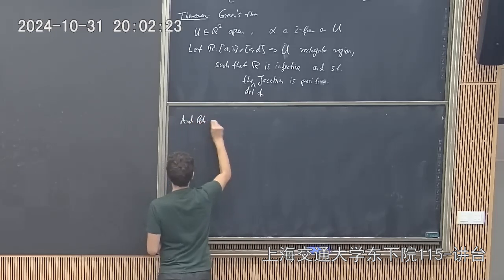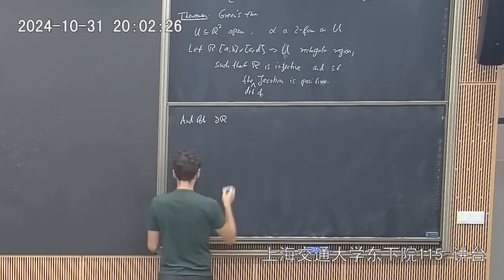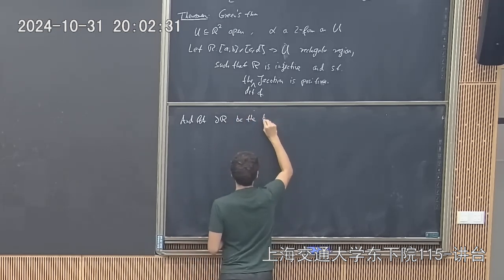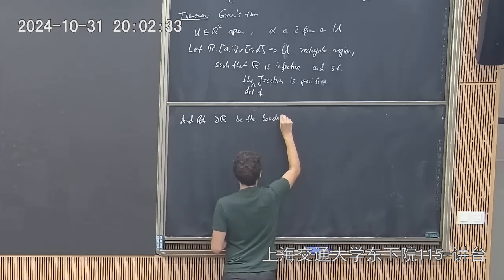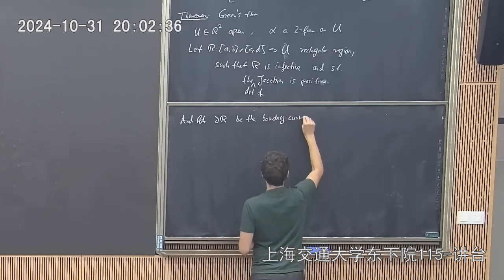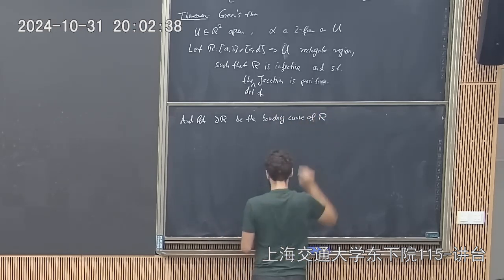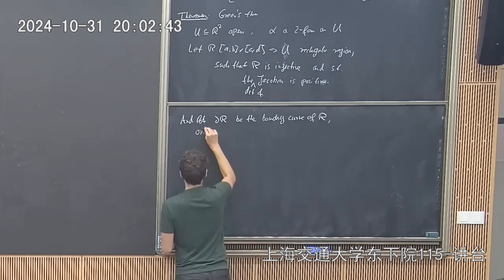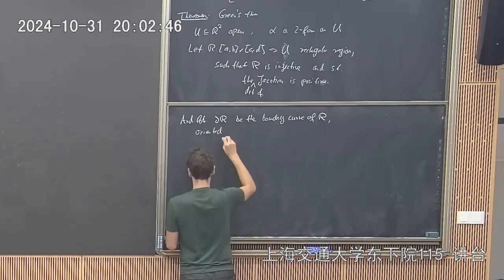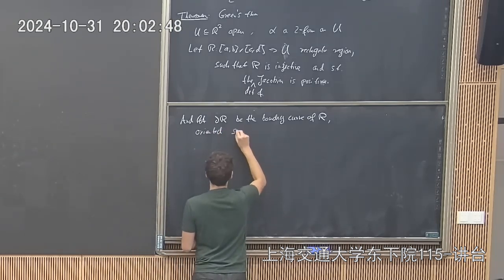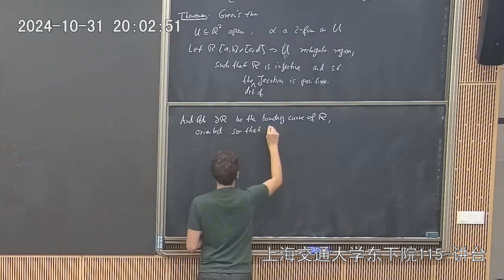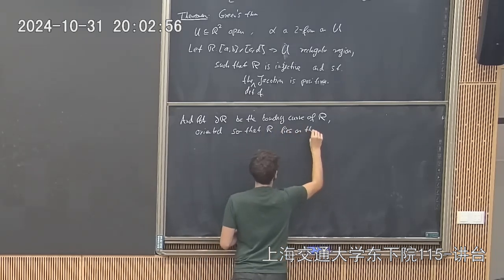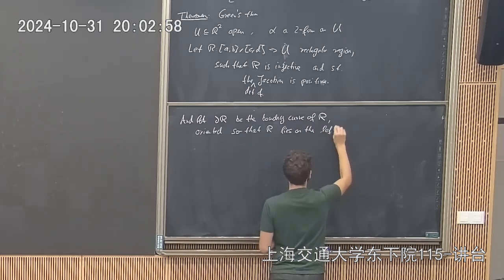and that dR be the boundary curve of R, which we orient so that R lies on the left. On the left.